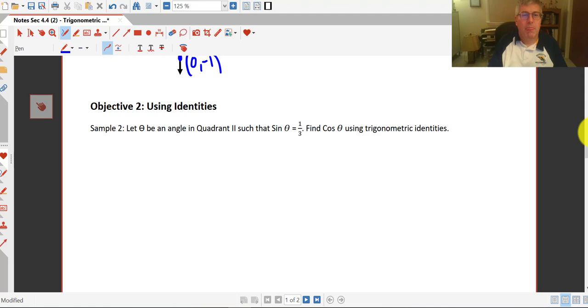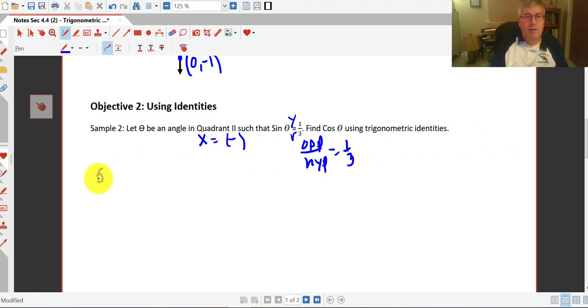Objective 2, using our trig identities. Sample 2 says, let theta be an angle in quadrant 2 such that the sine of theta equals 1/3. So our y is 1, our r is 3. We're in the second quadrant, so x will be some sort of negative value. So our sine, our opposite over our hypotenuse, is 1/3. Find the cosine of theta using trig identities.